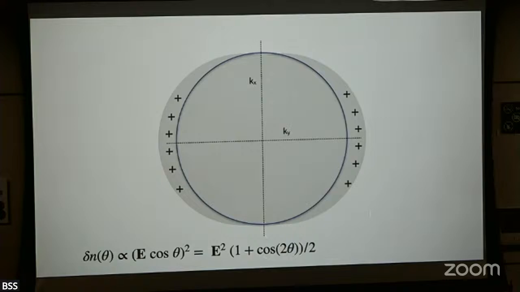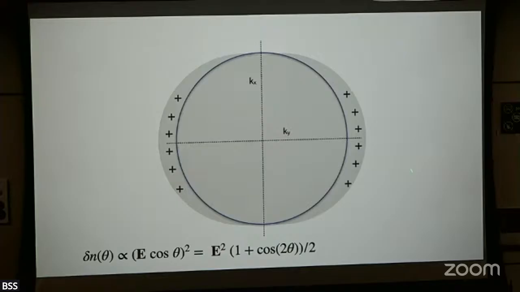And this thing, we can just multiply it out. So it's E squared times this. And so there is a uniform part, and then this cosine 2 theta part. We can think of this as the S wave part, and that is the D wave part. Or again, in the language of cubic harmonics, this is the A1g and the B1g. Yes.